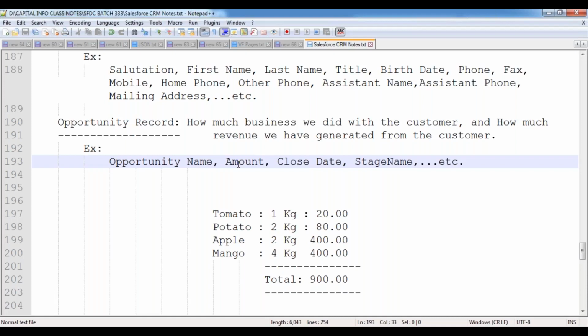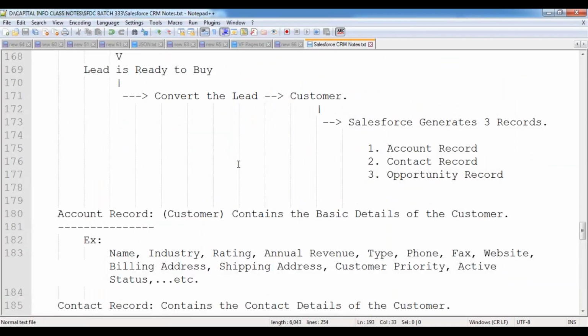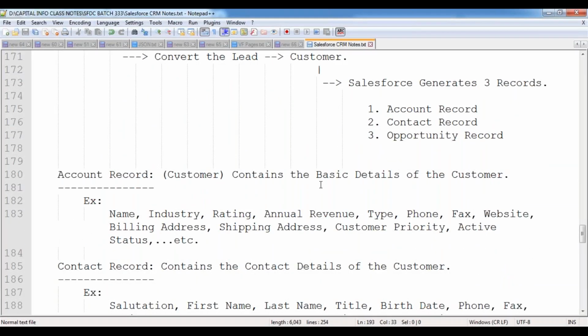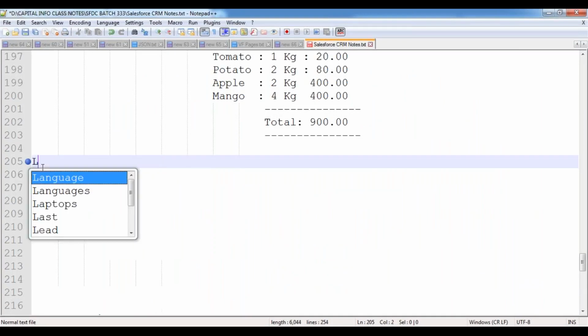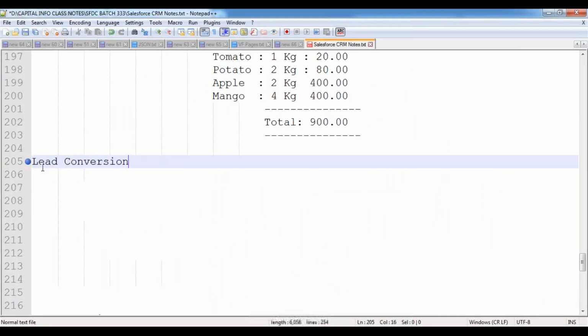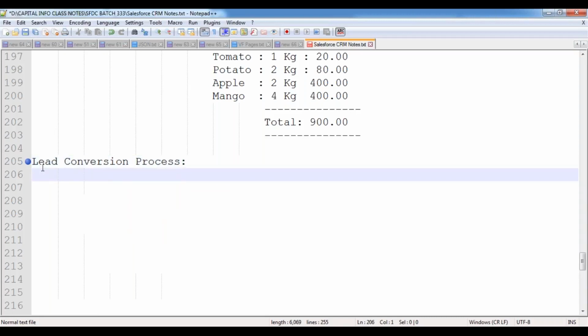So these are the three records generated by Salesforce upon converting the lead into a customer. This entire process is called the lead conversion process in Salesforce. It's a common question in every interview. What do you mean by this lead conversion process? Then you should be able to explain the whole process, whatever I have discussed today.